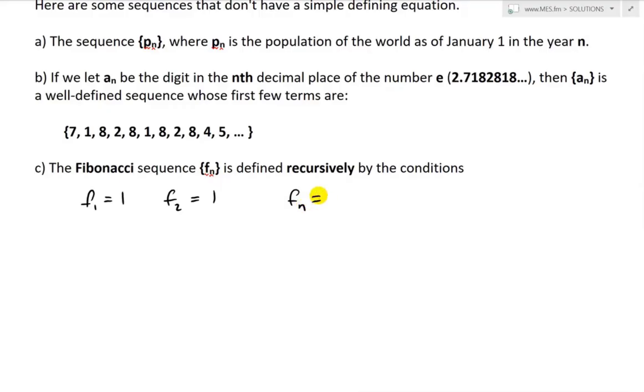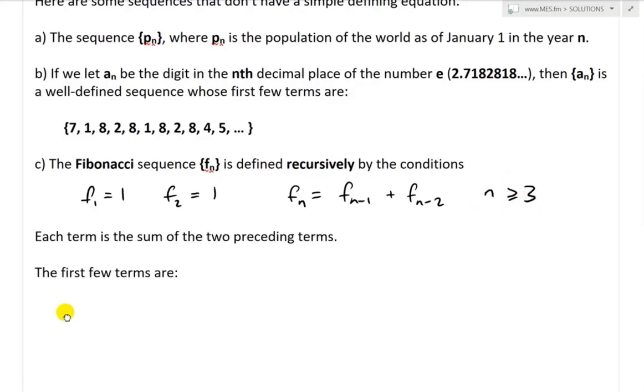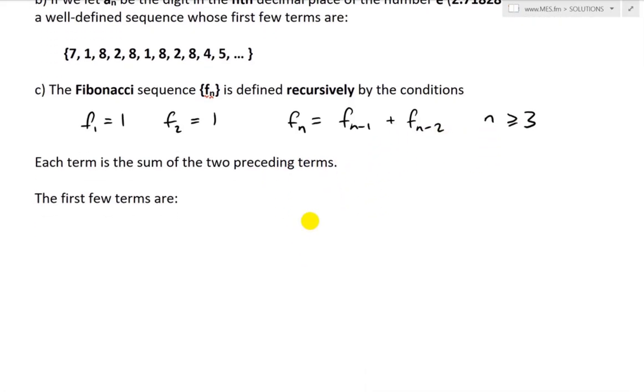So then the next terms after that, F_n is going to be F_(n-1) plus F_(n-2), so always the previous two terms, and this is for n greater than or equal to 3. I'll be exploring more about this Fibonacci sequence in later videos. Each term is the sum of the two preceding terms, so we can easily write these terms down.